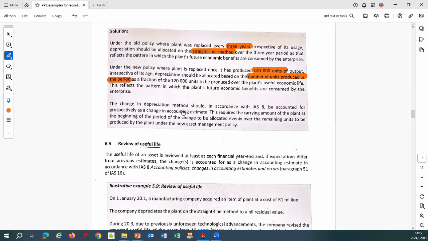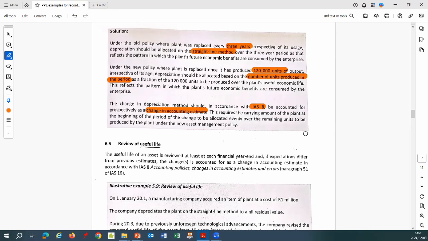Either way, the change in depreciation will be accounted for in accordance with IAS 8 because it's a change in estimates. So we've got the change in accounting estimates. You do have the background to how that change in estimates is calculated. So you would then have to estimate how many units have been produced over the time period that this plant has already been used, and then change your estimation.